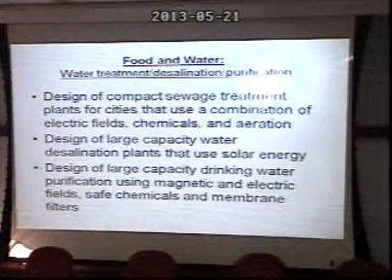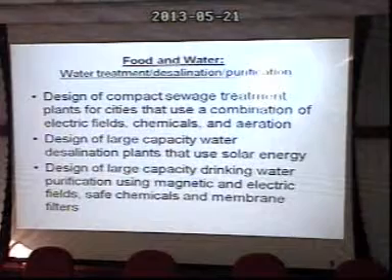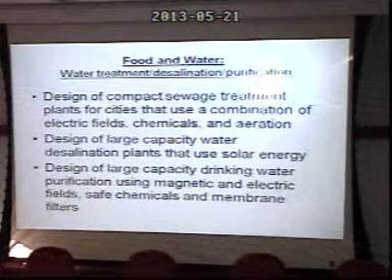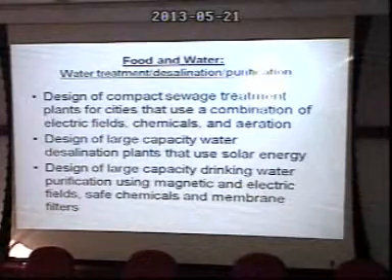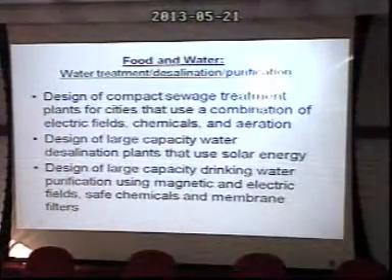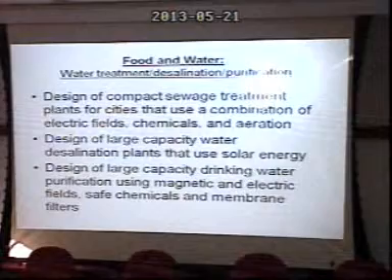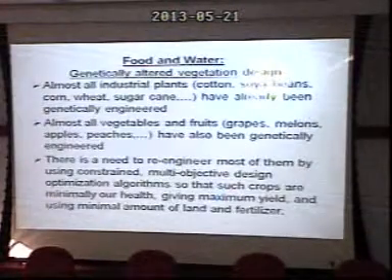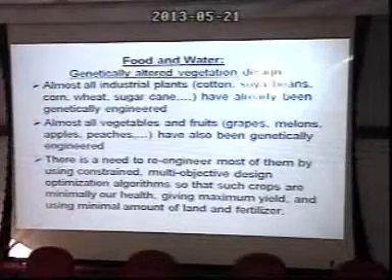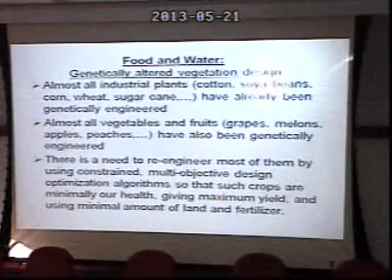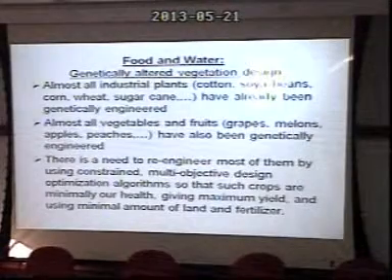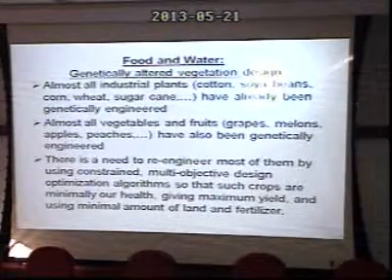So design large capacity drinking water purification plants using a combination of electric and magnetic fields for solid particulates removal, safe chemicals, and of course membrane filters, including electromembranes. So again, electrical and mechanical engineers would have quite a field doing this. Genetically altered vegetation, you're seeing some of the pharmaceutical companies actually pumping money in this area, right?